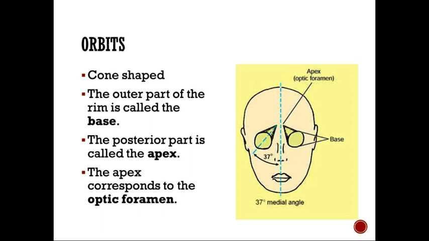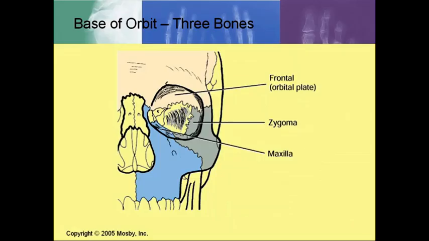When looking at each orbit, these are cone-shaped. The outer portion of the rim is called the base, where the posterior portion is called the apex. The apex corresponds to the optic foramen, and you can see that there is about a 37-degree medial angle between the base and apex of the orbit. The base of the orbit consists of 3 bones: the frontal, the zygoma, and the maxilla.